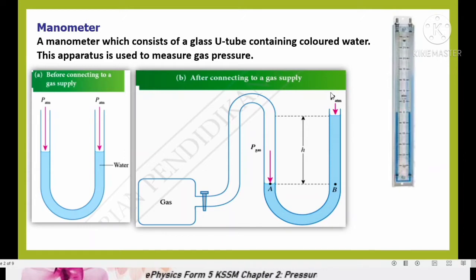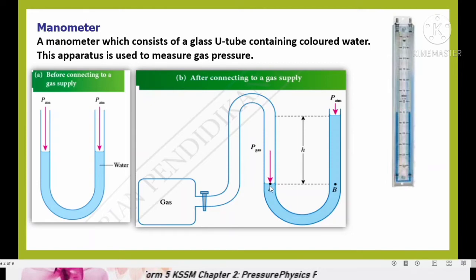So at this opening, you can see this one is open to surrounding air. Thus, there must be atmospheric pressure. So what can we say about the gas pressure? How do you determine the gas pressure? As you can see, the gas acts at point A. Thus, the pressure of the gas is equal to the pressure at point A.